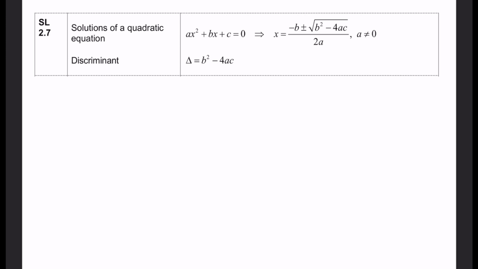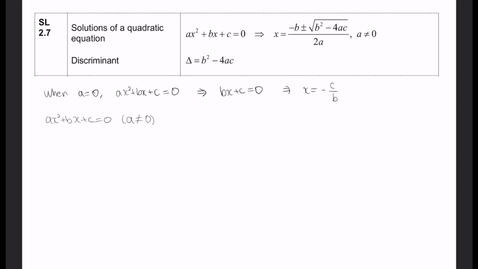The next formula is used to find the solutions of a quadratic equation, widely known as the quadratic formula. A quadratic equation is an equation whose highest power term is to the power of 2. Namely, it is any equation that can be rearranged into the form ax squared plus bx plus c equals 0, where a cannot be 0. Note that when a is 0, ax squared plus bx plus c becomes a linear function, and the solution to the linear equation bx plus c equals 0 is simply x equals negative c over b.